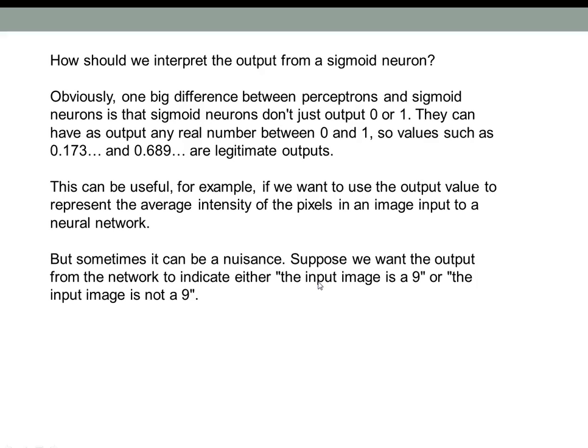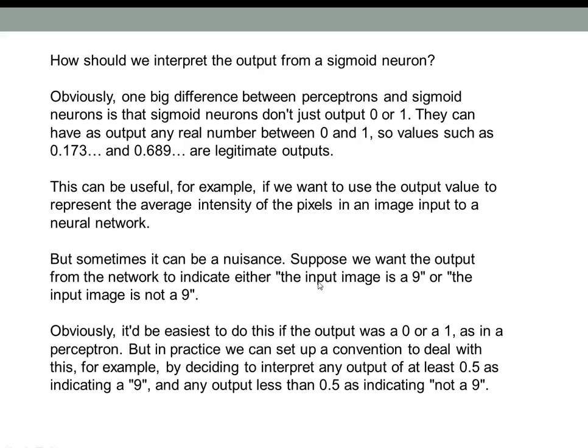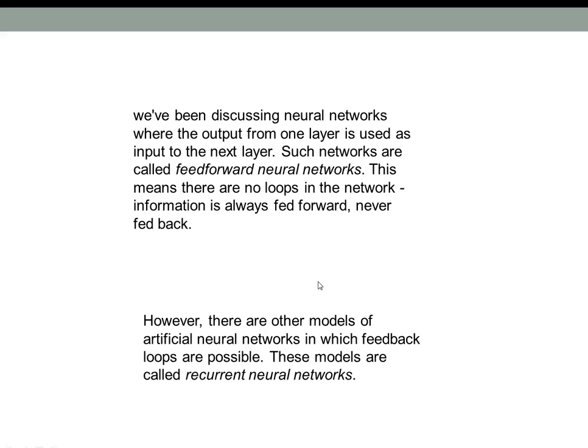Sometimes we want the output from the network to indicate either the input image is a 9 or not a 9. Obviously, it's easiest to do this if the output was a 0 or a 1, as in the perceptron. But in practice, we can set up a convention to deal with this. Remember, this is like the cutoff value that we saw when we were talking about naive Bayes. We set a cutoff value, so if it's above a certain level, we do this. If it's below that level, we do something else. So we do the same thing here. Nothing very ingenious about it. But in practice, we can set up a convention, for example, by deciding to interpret an output of at least 0.5 as indicating a 9, and any output less than 0.5 as indicating not a 9. So that's just a technical detail. We don't have to get that technical, I guess.